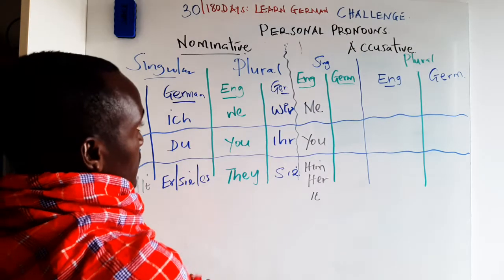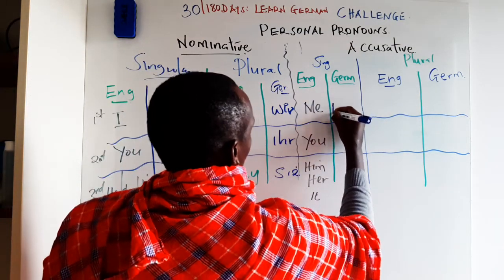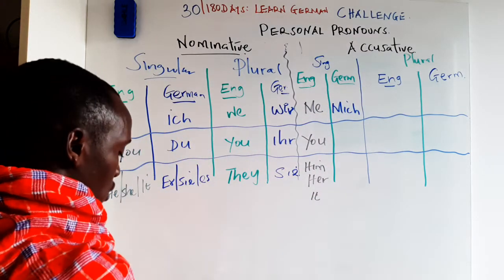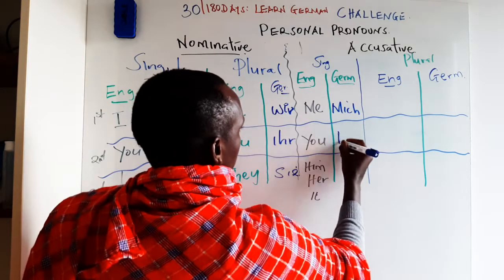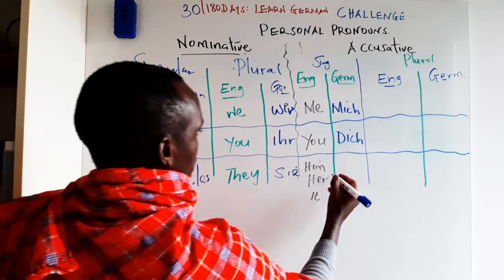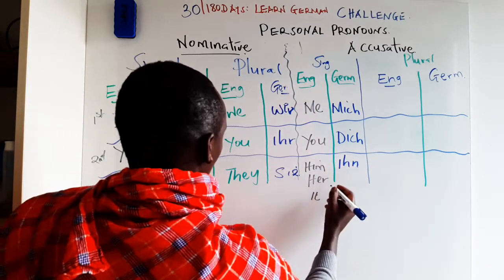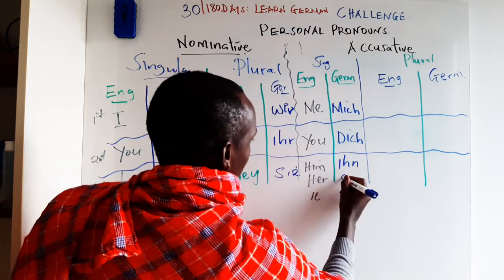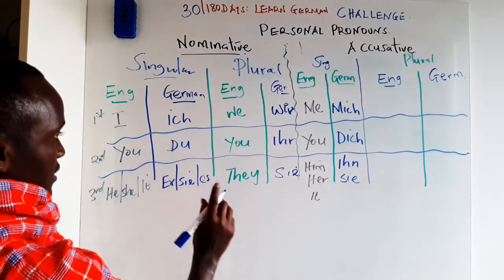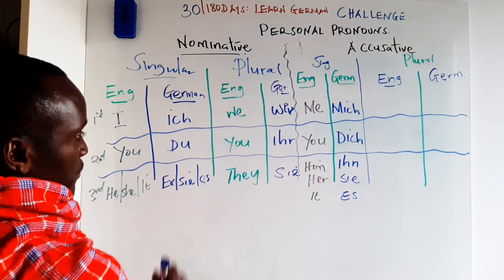All right, but it's important. So me will be mich. Okay. You will be dich. Him will be ihn. Her will be sie. So this one here, and this one remains the same, it doesn't change. It remains es, like here.